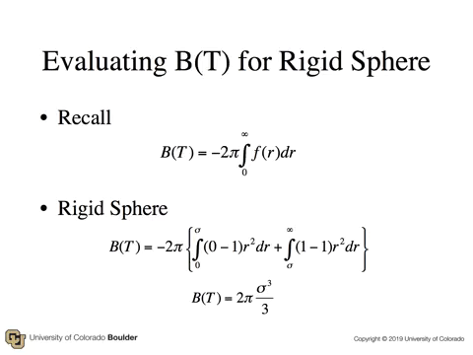Okay, so recall that B of T is equal to minus 2 pi the integral from 0 to infinity of f of r dr. So we can just go ahead and plug in the potential into f of r. And for rigid sphere, this is the expression we get. We can divide it into two parts, the repulsive part and the attractive part. And if you just run the integrals out, you get B of T is 2 pi sigma cubed over 3, where sigma is the collision distance. It's the distance between the centers when the two particles are touching each other.